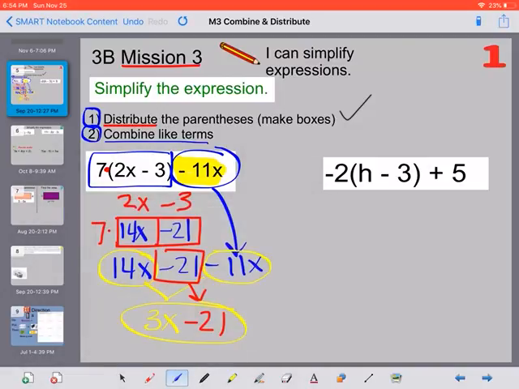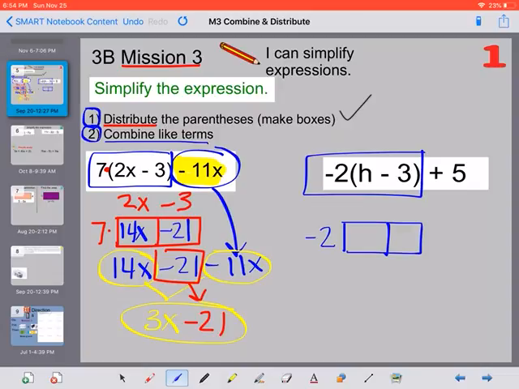We are going to first get rid of our parentheses by multiplying, distributing. We are multiplying negative 2 by h and by negative 3. Again, we draw our box so that we're really multiplying this times this, really finding the area of this and the area of this. This is really 1h, so negative 2 times 1 is negative 2 times h. A negative times a negative makes a positive. 2 times 3 multiplied is 6. So we have negative 2h plus 6.